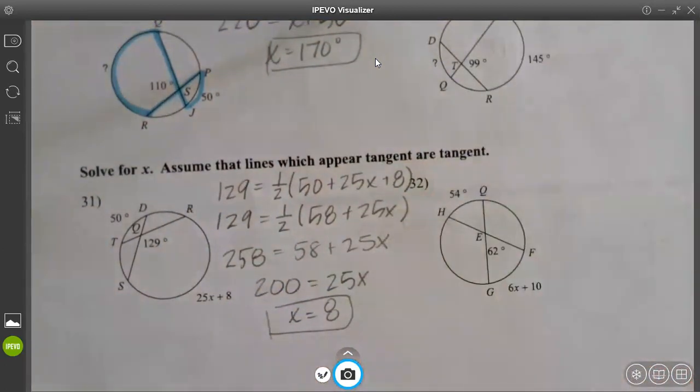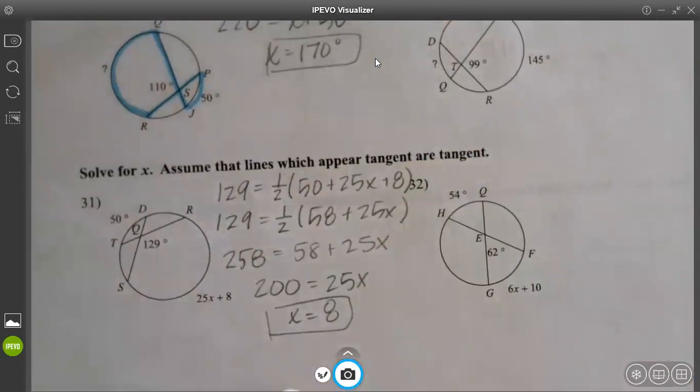32 is the exact same way. The exact same thing. Is everybody good? Any questions?